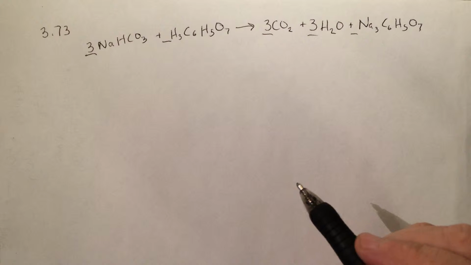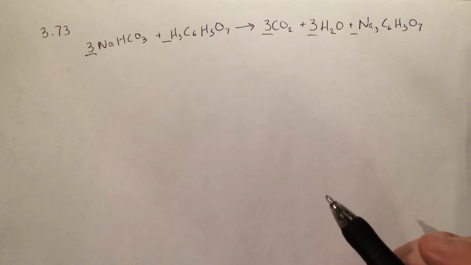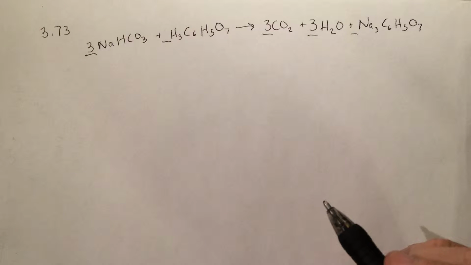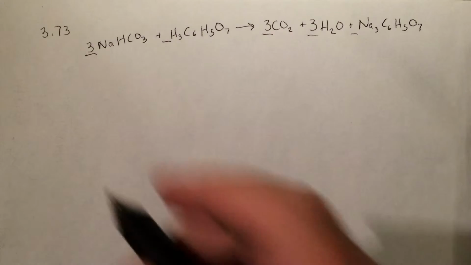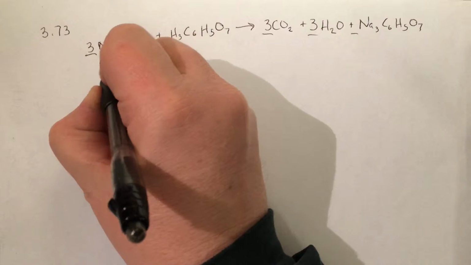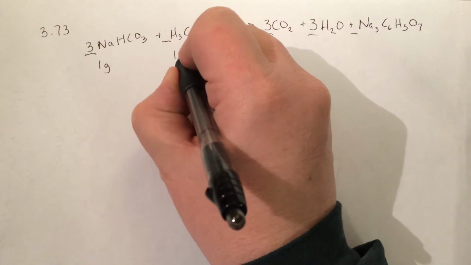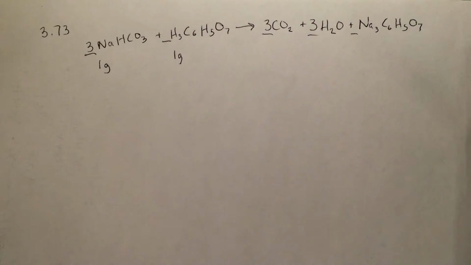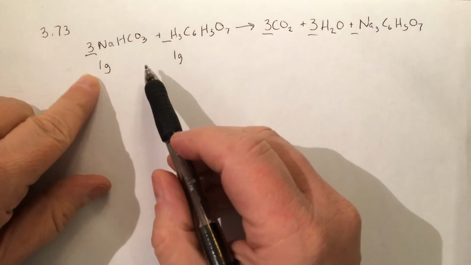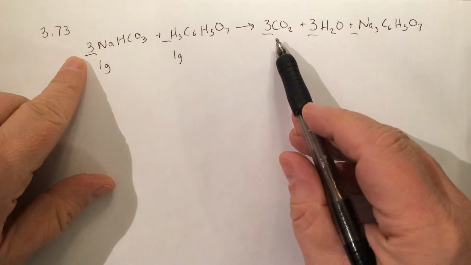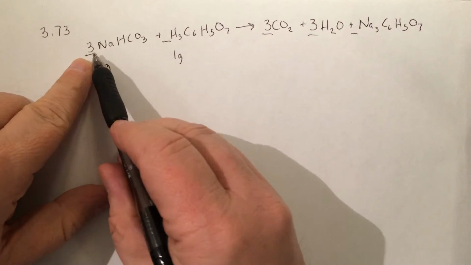So here's the example. In a certain experiment, 1 gram of each of these is given. So 1 gram of the bicarbonate and 1 gram of the citric acid is what is given. And you're asked, first question, which one is limiting? Okay. Well, let's pick one.